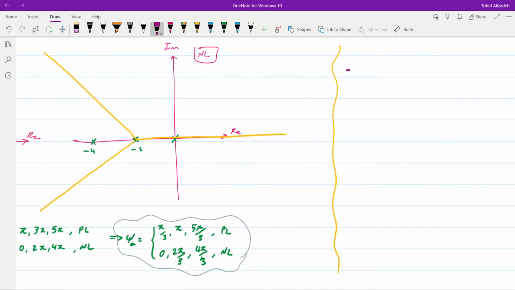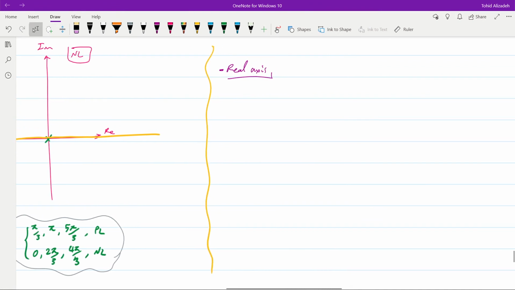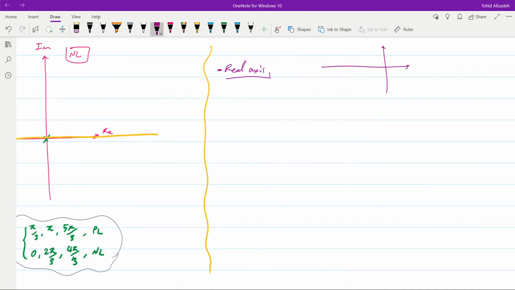As the next step, we can have a look at the part of the real axis which belongs to each one of them. Referring to the location of the poles and zeros that we have, we can divide the real axis into segments: from -infinity to -4, from -4 till -2, from -2 till the origin, and from the origin till +infinity. And then for each one of them, we can count the number of the poles and zeros.